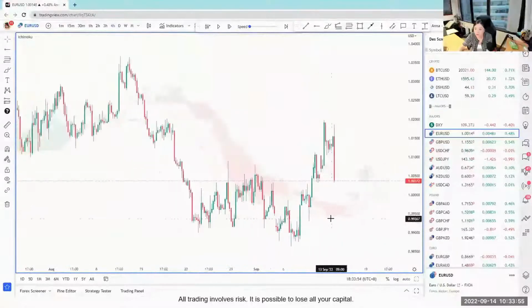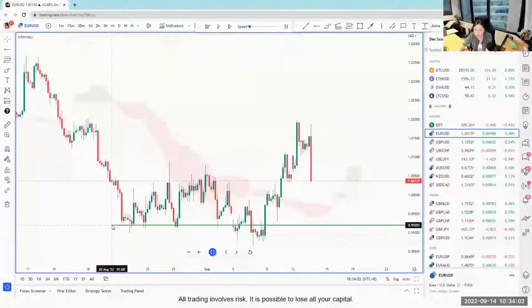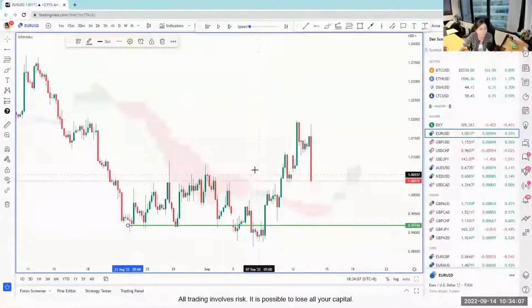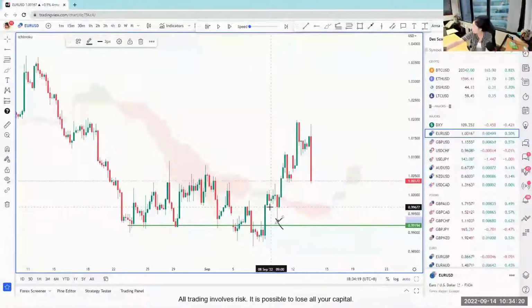So for example, if I'm going to take an entry here, maybe here, I will take an entry right here, where the previous swing low is. Can you guys tell me where is the break even point?